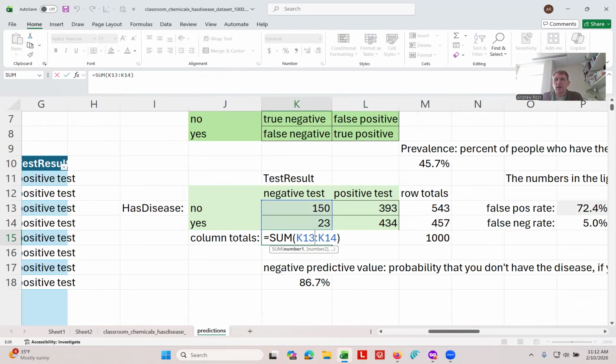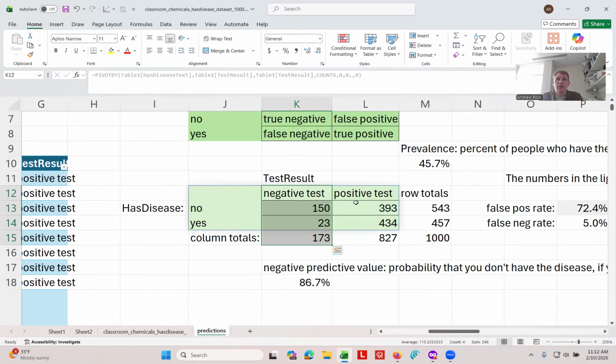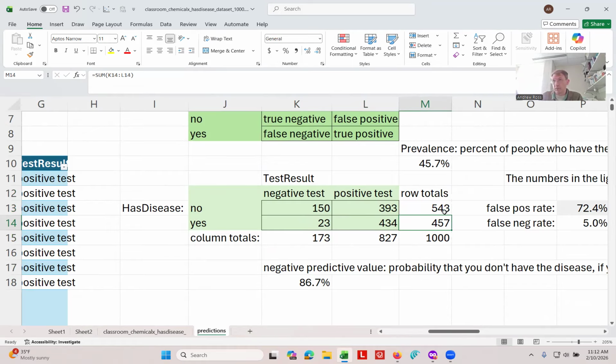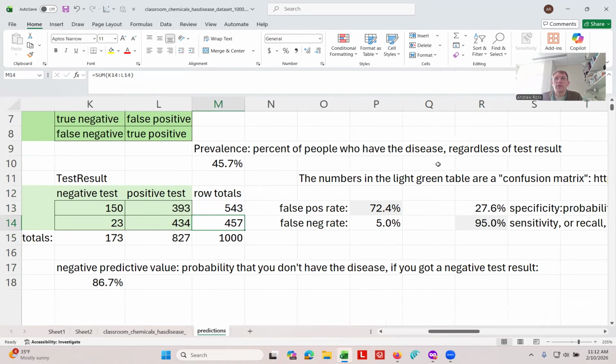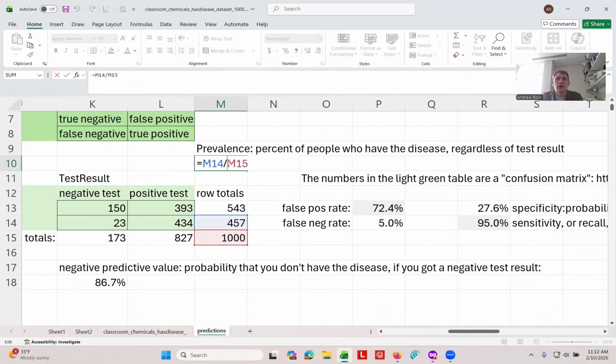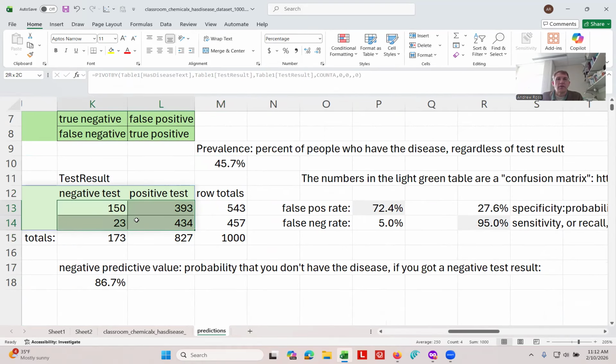It's not a bad idea to compute column totals there, like how many negative test results do we have, how many positive test results, how many people had the disease, how many people didn't have the disease in our data set, which could be different than in the actual general population. We can compute important things like the prevalence, the percent of people in our data set who have the disease, regardless of their test results. This 2 by 2 table is called a confusion matrix because the off-diagonal things are kind of issues where we're confused about whether the patient has the disease or not, only because we know whether they actually have the disease.